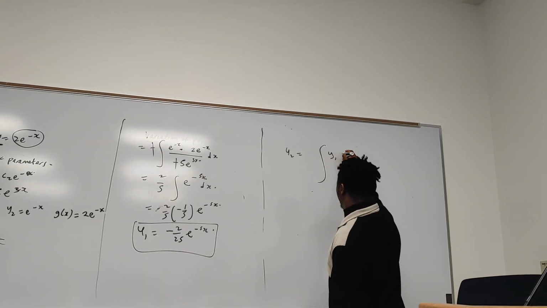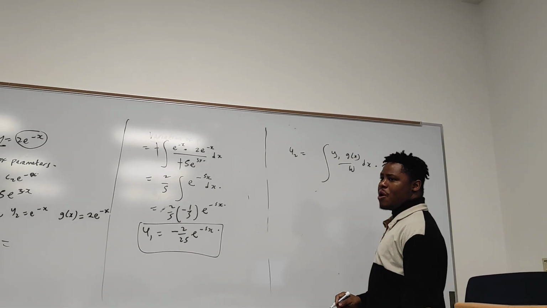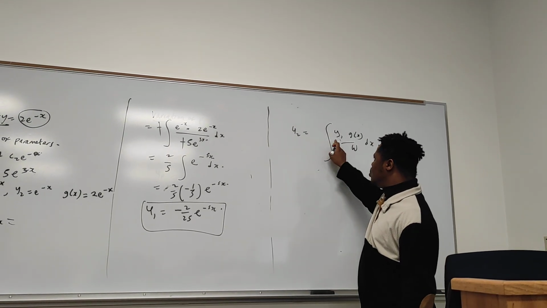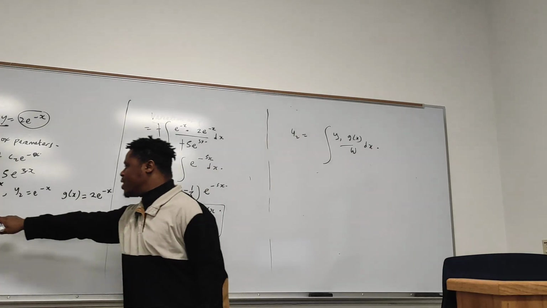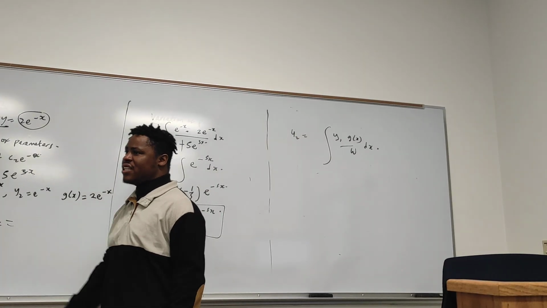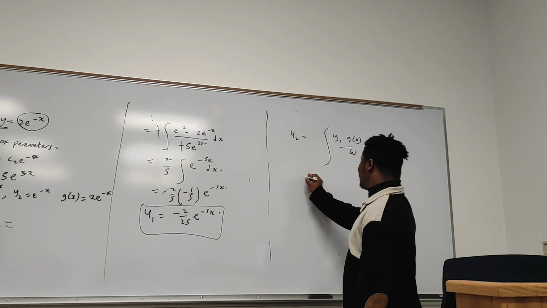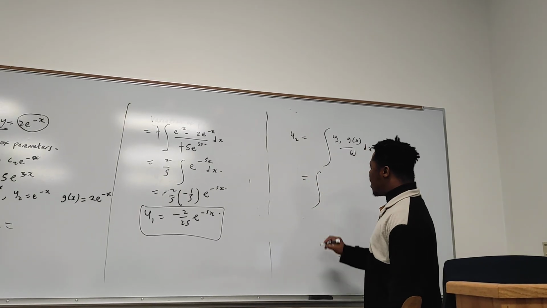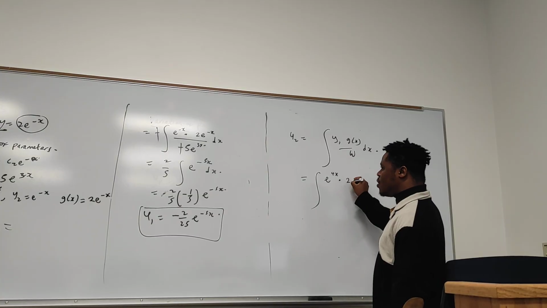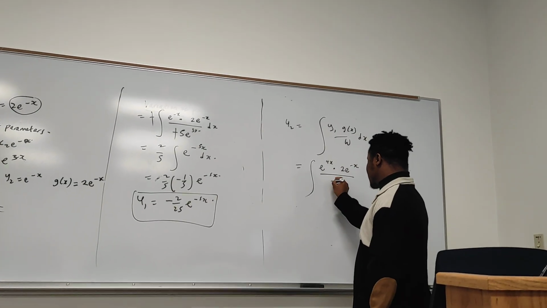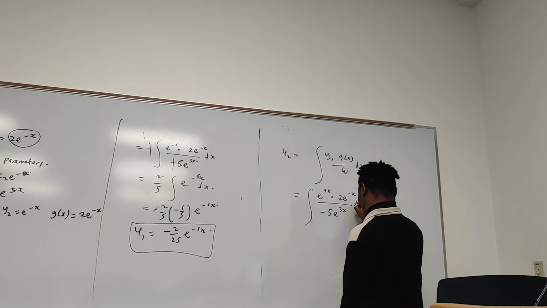Integral y1 g of x over Wronskian squared dx. I don't even need to memorize this. I just need to know if it's U2 you're using y1. This 2 doesn't change. If it's U1 you're using y2 here. This 2 doesn't change. And a negative there. That's how I remember it. That would be integral y1 is exponential 4x multiplied by g of x is 2 exponential minus x. Wronskian squared is 5 exponential 3x dx.